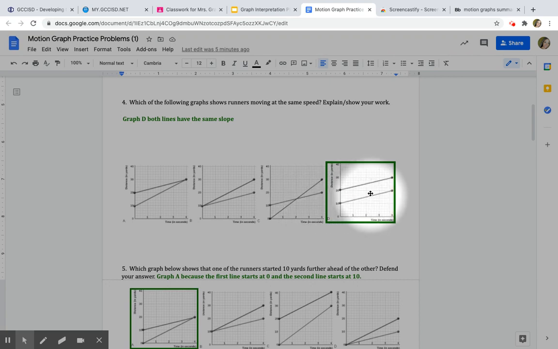So this is why graph D is our answer. They start at different points. However, if you see these lines, they are identical. They have the same slope, which is that rise over that run. They're identical lines. So these runners have the same speed.